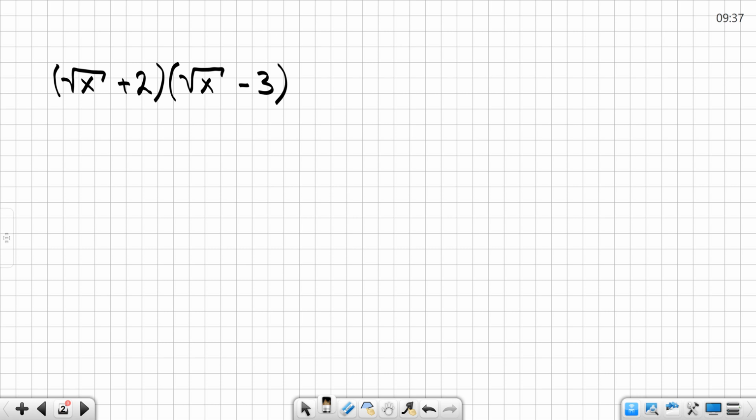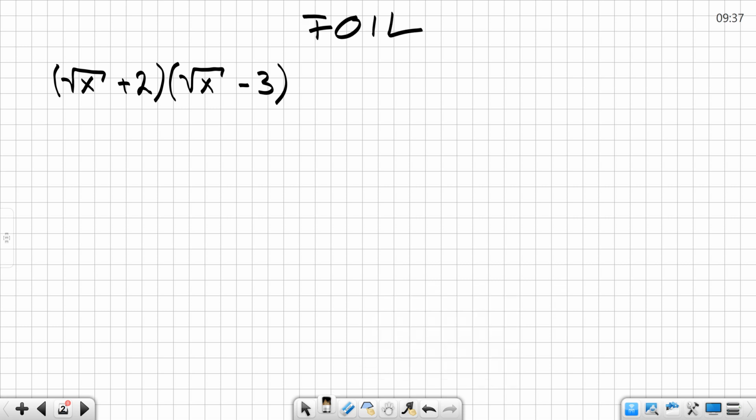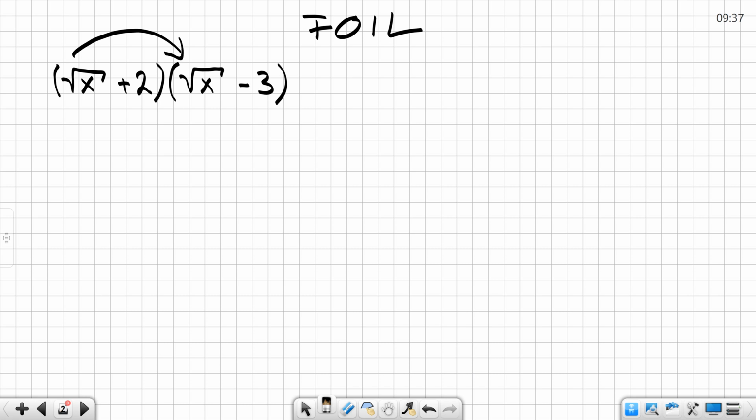Let's do something that has 2 terms in both. In other words, these are kind of like binomials. And we are going to use our FOIL method. We are foiling this out. In other words, the product of the first, the product of the outer, the product of the inner, and the product of the last. Excuse me.